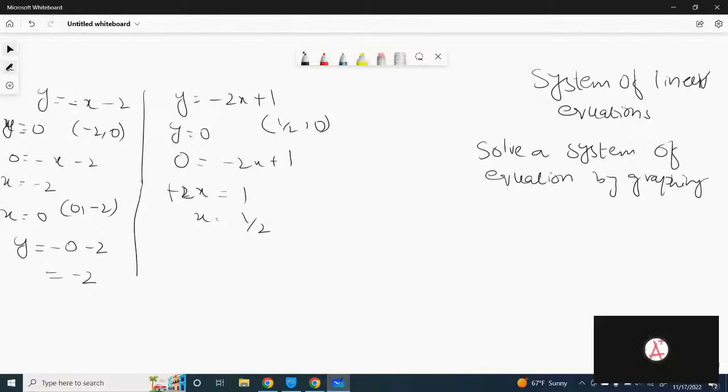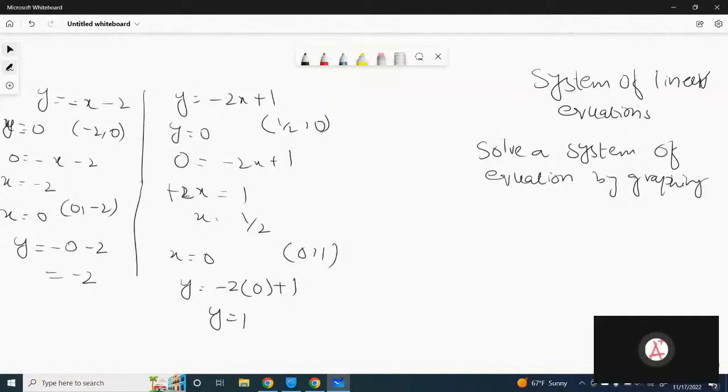Now let's put x equals 0 in the equation. So y equals negative 2 times 0 plus 1. So y equals 1. It would be (0, 1). So we have these two points. Just plot the points on the graph.